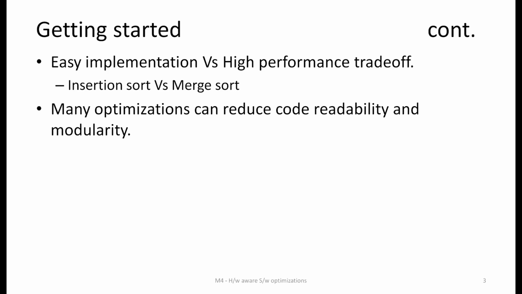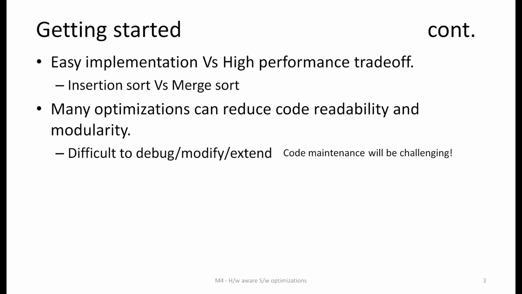Also, there might be many optimizations that we introduce to improve the eventual performance of the program that might lead to a reduction in code readability or modularity. So here we need a diligent thought process on which optimizations can help us or which optimizations we can afford. After including a few of these optimizations, the end program can be difficult to debug, modify or extend because it might have limited modularity. So this is a trade-off. Again, code maintenance will be challenging when we go for efficient program optimizations.